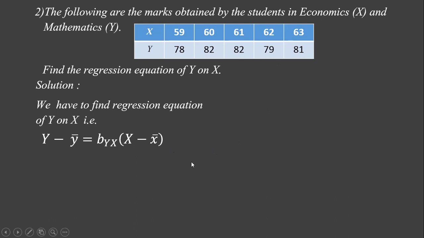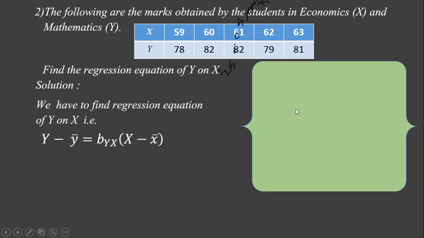Okay. Now to find y bar, we have to add all these, and the number of observations is 1, 2, 3, 4, 5. N is equal to 5. Adding all these and dividing by 5, we can find y bar. Similarly, x bar, adding all these and dividing by 5, we get x bar. Now we have to find byx. Now we have three formulae to find byx. Now which formula should we use in this case? Okay. Now these are the three formulae.